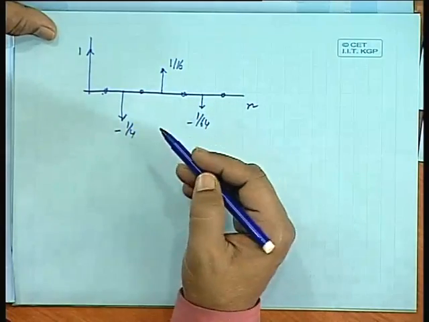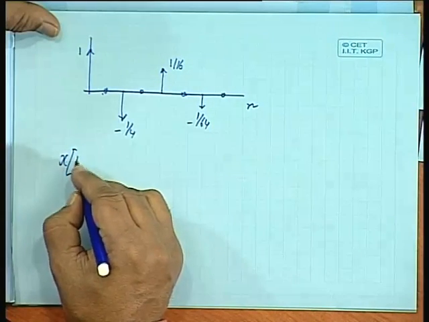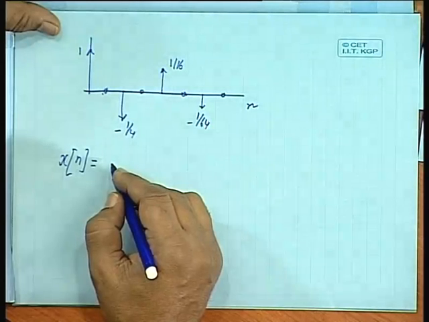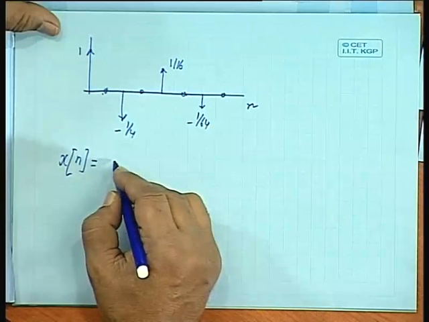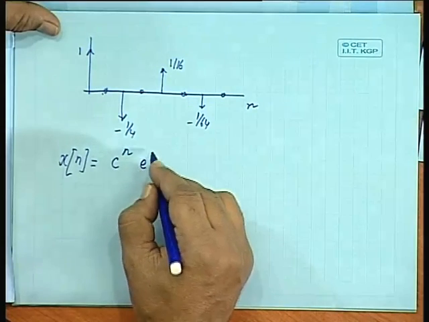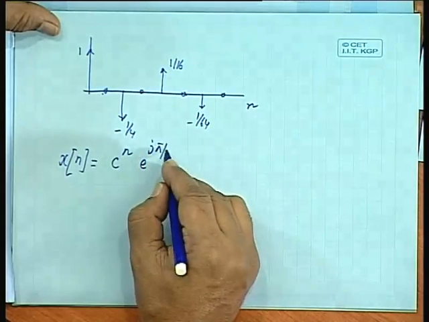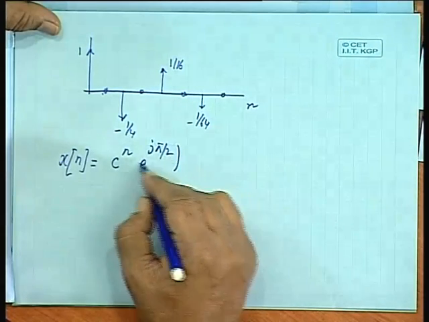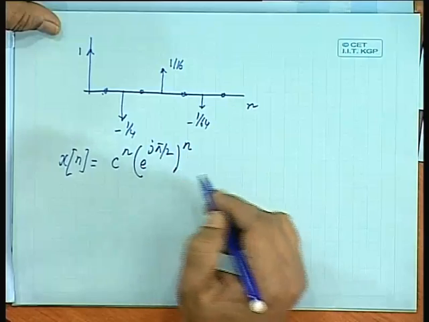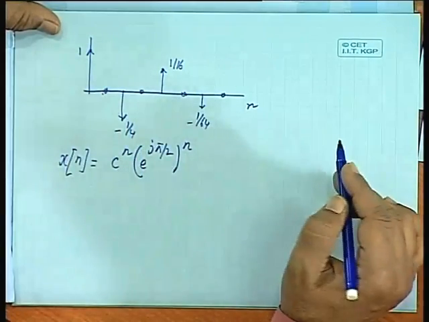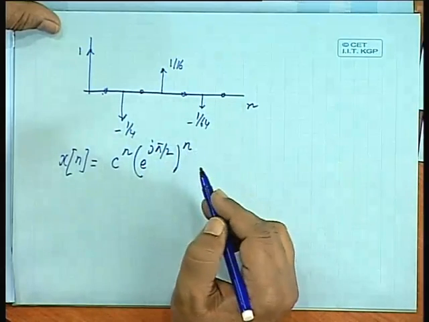What will be the representation of such a function? Could someone suggest? Pi by 2. Okay. So, c to the power n, e to the power j pi by 2. Let us try e to the power j pi by 2 n. You mean this? Okay, let us see. c to the power n will take care of the magnitude part. Let us see what e to the power j pi by 2 n gives.